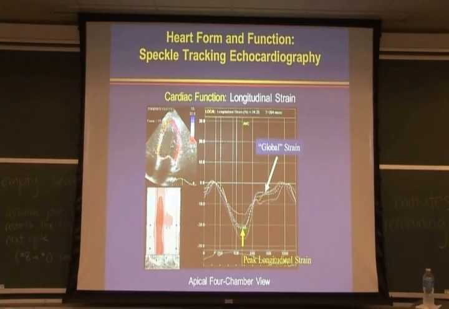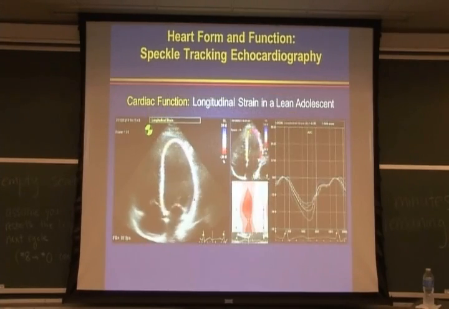So here is the global strain and the segmental strains seen in different colors. The dotted line is showing the global strain. This is the peak longitudinal strain. This is the latest strain, and then diastole starts over there. So this is a longitudinal strain.